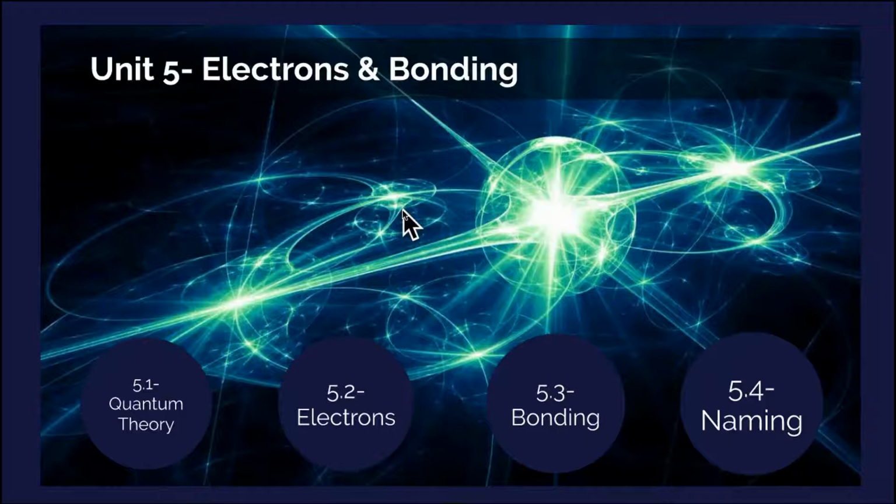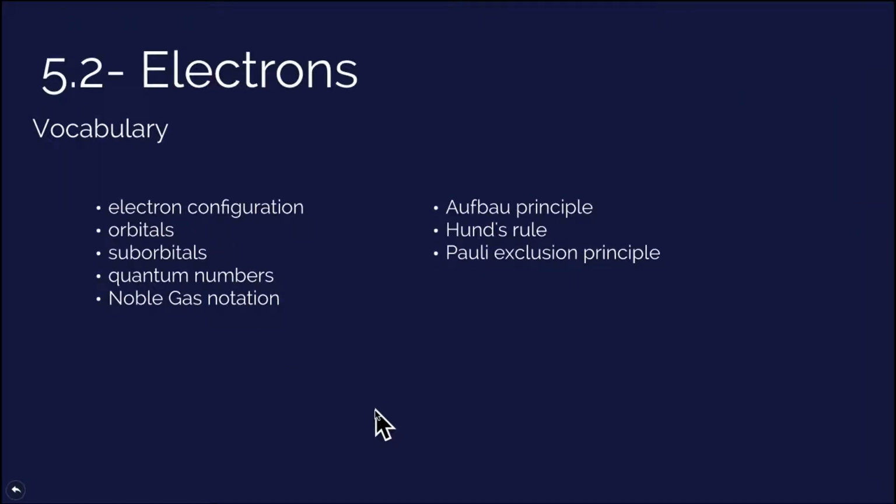In this next section, we're going to talk about 5.2. We're going to talk more about electrons and see what they are doing inside of each atom, how we can keep track of them, how we can organize them, and we can use that to predict a lot of properties actually. So we're going to start here in 5.2. Here's the vocabulary. And by the end of the section, you'll know more about all these terms.